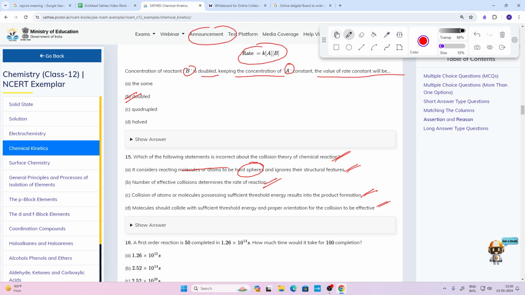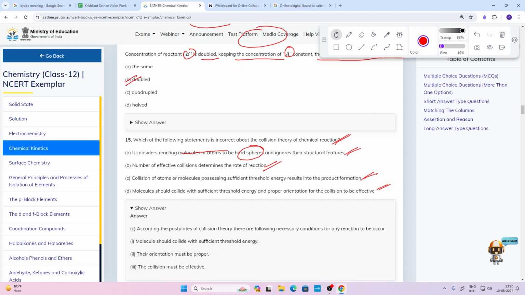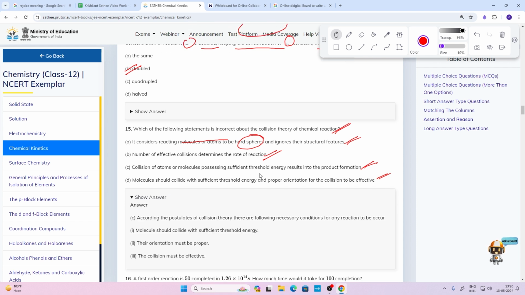Molecules should collide with sufficient threshold energy and proper orientation to be effective. So I think this one is correct. C is incorrect: number of effective collisions determines the rate of reaction. So all of the statements are correct except this one, so this one is incorrect. A.